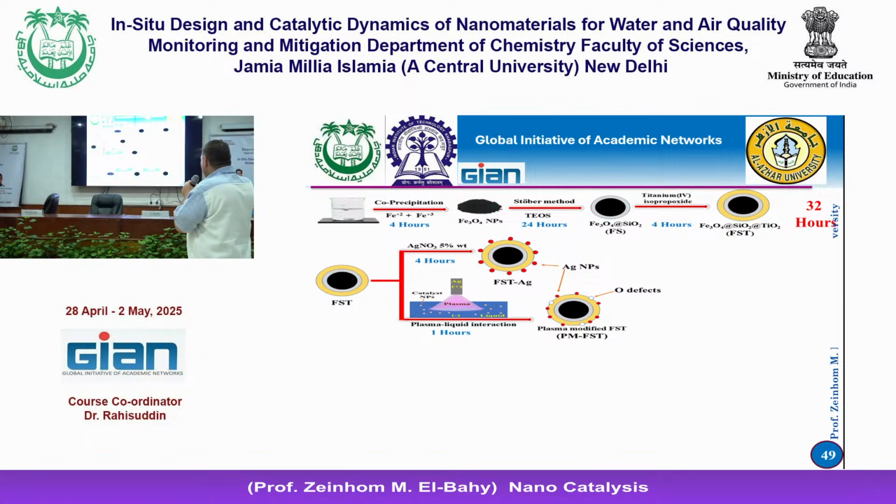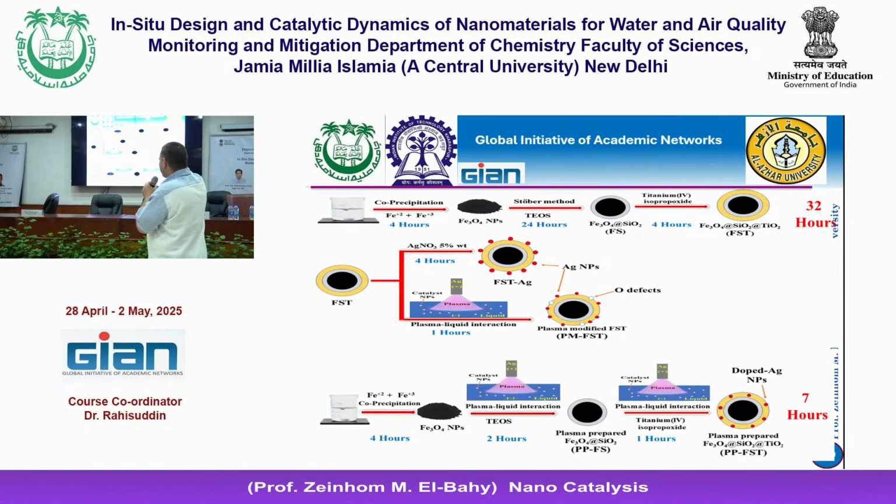And this is the same technique, but instead of the conventional method, which is the first line, we use plasma to prepare these materials. We prepared magnetite and then added silica in the presence of plasma. Then silica formed the first shell, and then we added titania, and titania formed the second shell. Of course, I didn't do it by myself. My student did it. Okay.